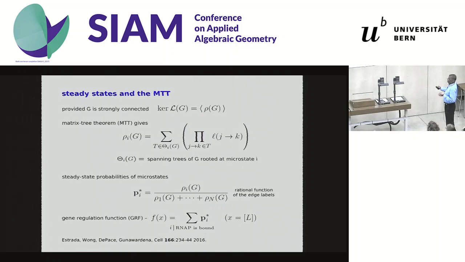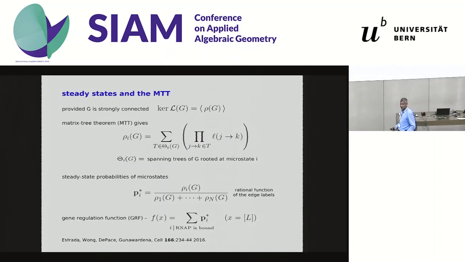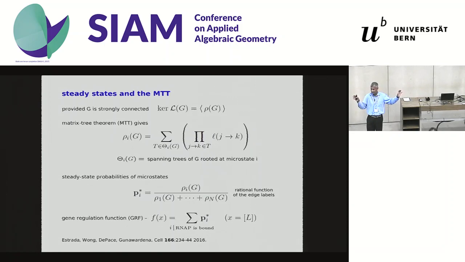At microstate i, the ith component of this canonical kernel element is given by taking a spanning tree rooted at i, multiplying all its labels, and adding that up over all the spanning trees rooted at i. Okay? And I presume I don't have to expand that for people here. So this gives us this distinguished kernel element. If I have a steady state, it's some scalar multiple of that, and we can account for that by just normalizing it out, remembering that probabilities add to 1. And this gives us an expression for the steady state probability of the Markov process as a rational function of the edge labels.